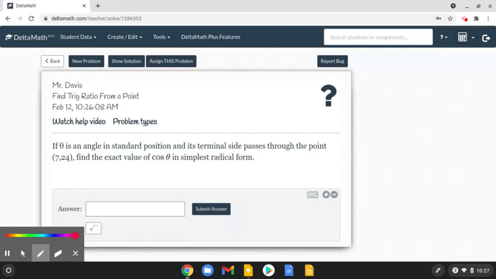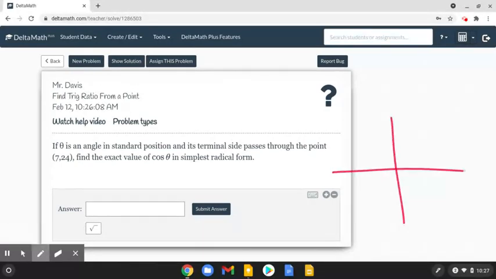So in this one, it says we've got theta as an angle in standard position. So what I want you to think about is unit circle, right? It says theta is some angle in standard position, and its terminal side passes through the point (7, 24). So think of this as an x value and this as a y value. If you go out here, let's say this is 7, and then up here is 24. Basically, you've got a point here, and this line is going through that point (7, 24), right? And then theta is this angle here, the angle that's formed by that.